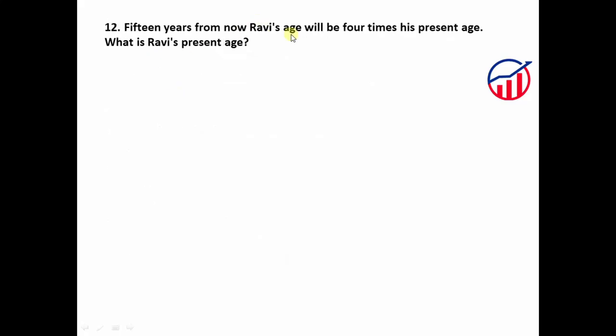Question number 12. 15 years from now, Ravi's age will be 4 times his present age. What is Ravi's present age? So let Ravi's present age be x. Given that x plus 15 is 4x. How? 15 years from now, Ravi's age will be 4 times his present age. So x plus 15 is how you're going to express it.